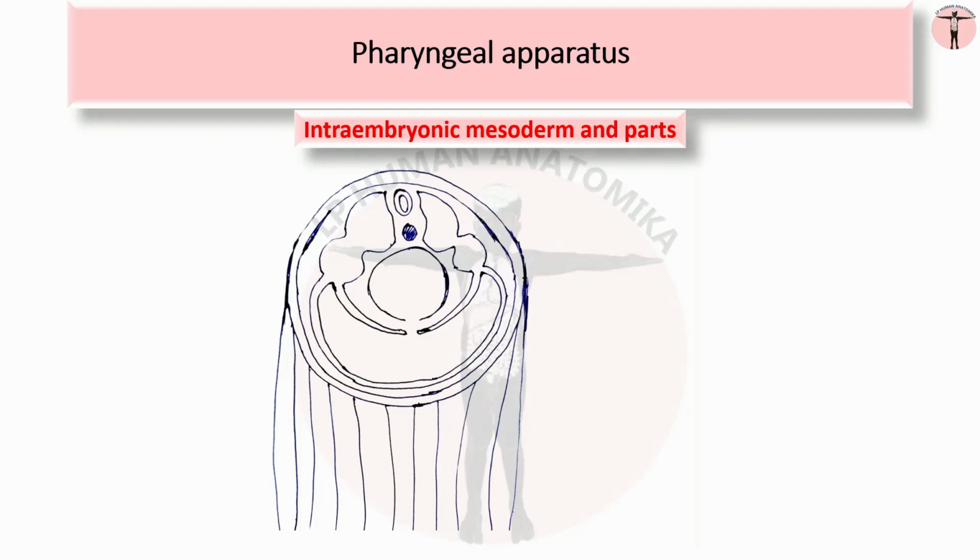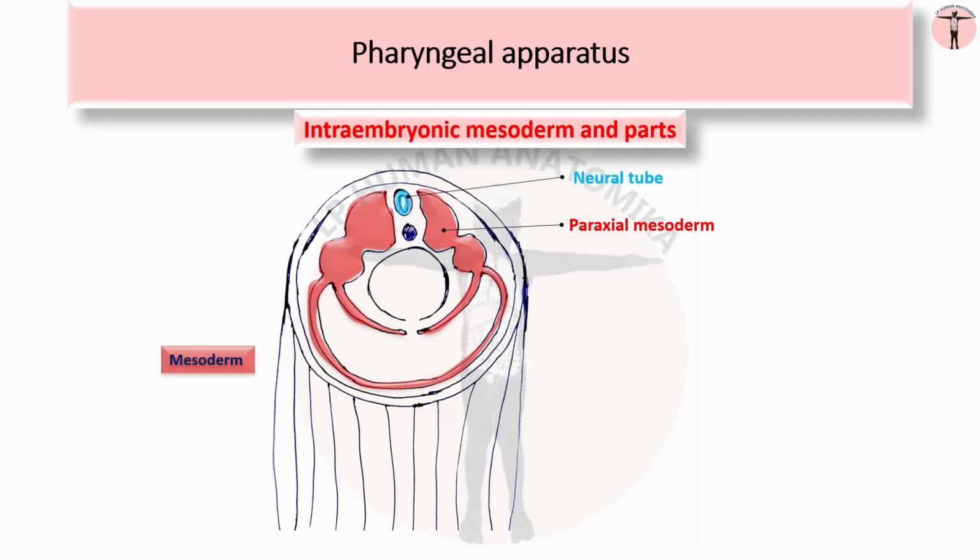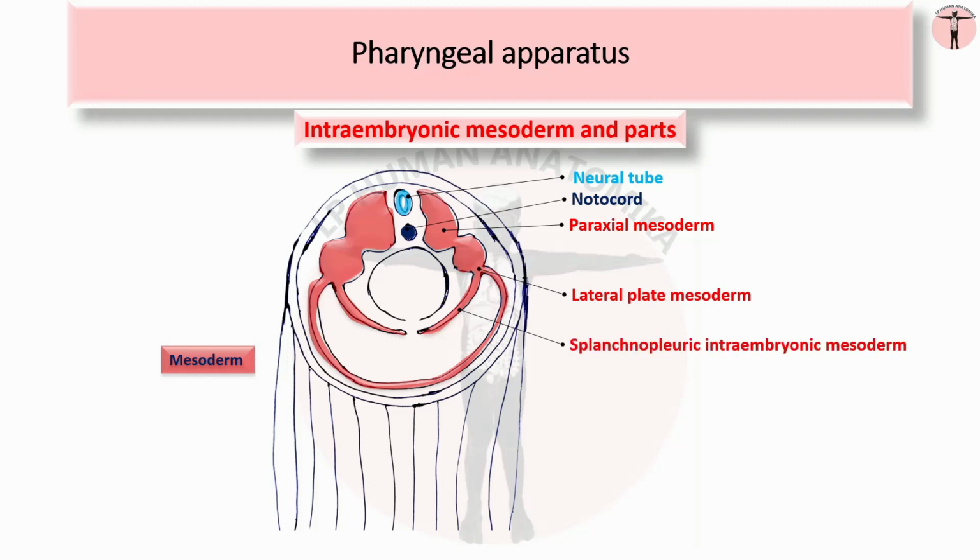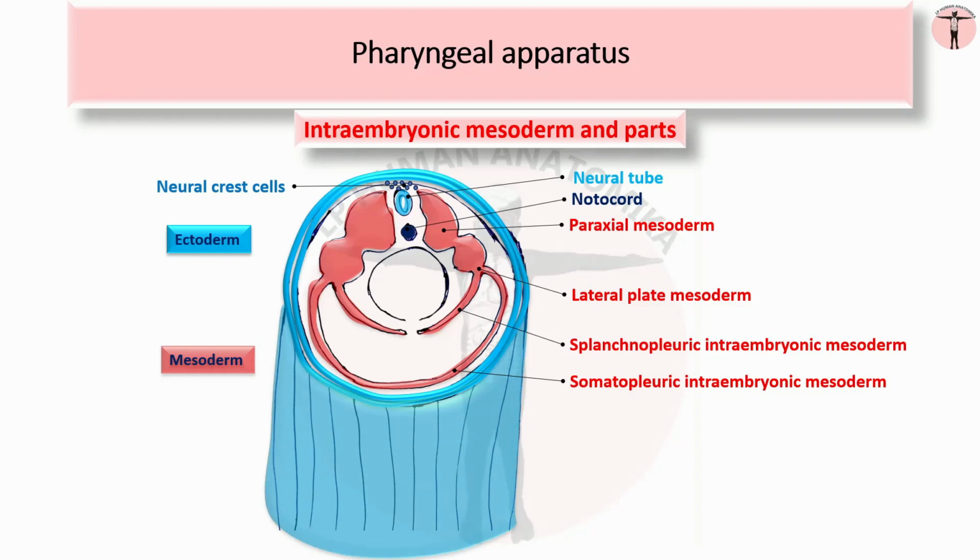We have seen already that the development of most of the structures of the head and neck region is formed by the mesenchyme, which is derived from paraxial mesoderm, present adjacent to the neural tube dorsally and notochord ventrally, and lateral plate mesoderm, which further is split into splanchnopleuric and somatopleuric intraembryonic mesoderm. Also, development of head and neck occurs from neural crest cells and thickened regions of the ectoderm.